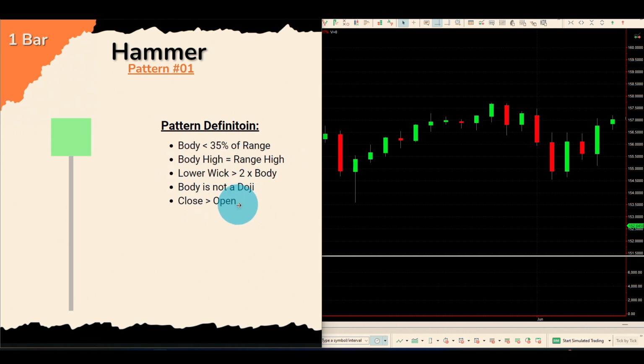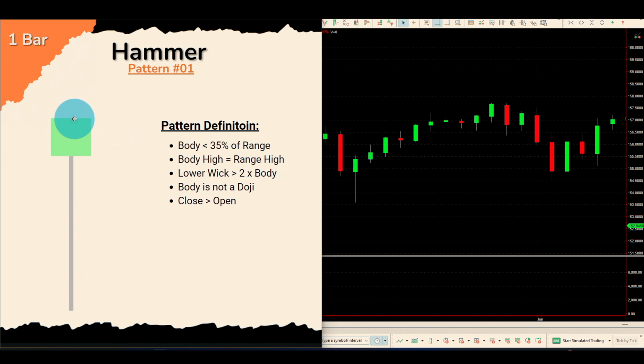And here I put simple English language to define the pattern. So in this case, the body, this part, has to be lower than 35% of the total range. So that means this body can be up to here or smaller. But also the body is not a doji, meaning the body should not be very, very small. And here the close is above the open, that's why it's green. Also, the body high is equal to the range high. So you see this one, they are very close together.